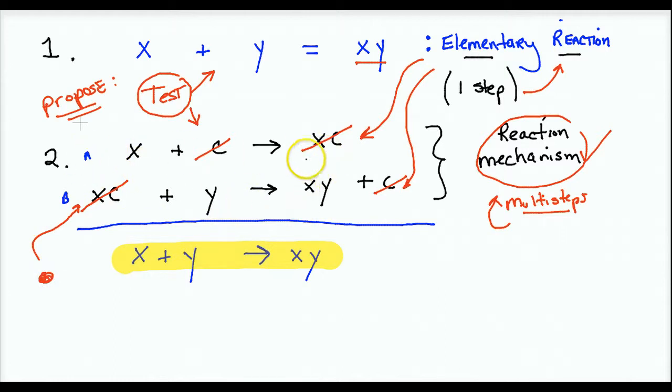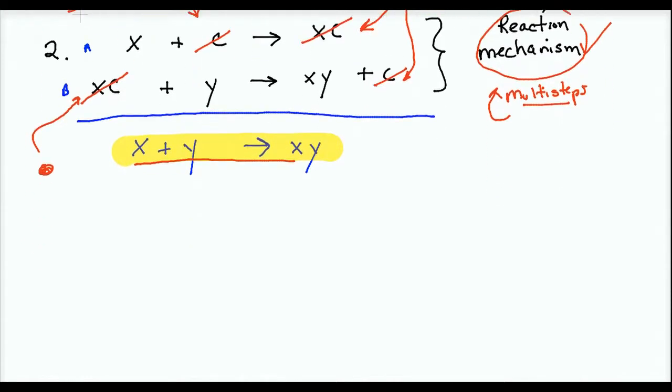But again, we don't know by looking at an overall chemical reaction. An overall chemical reaction could be one step, elementary, or the sum of many individual steps called a reaction mechanism. So again, we have to figure out that test. Now, before I can talk about the test, we have to go over some basics. Let's pretend for right now that X plus Y gives me XY, okay?